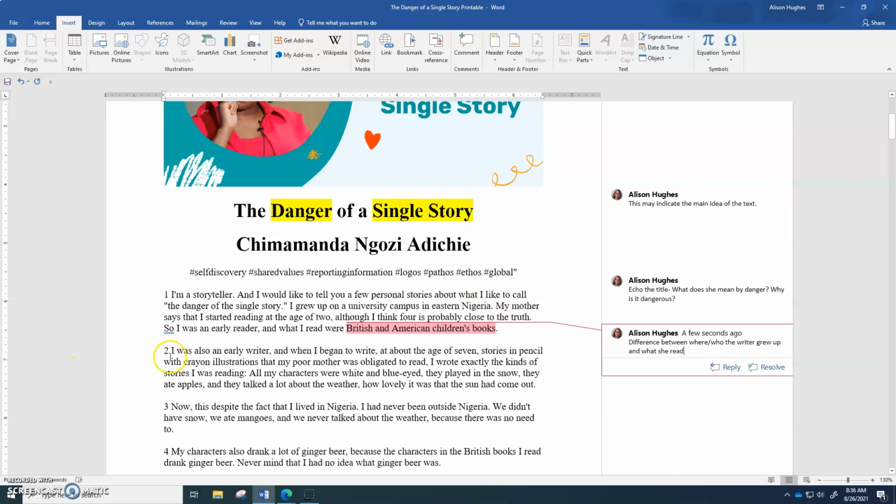So paragraph 2: "I was also an early writer, and when I began to write at about the age of 7, stories in pencil with crayon illustrations that my poor mother was obligated to read, I wrote exactly the kind of books I was reading. All my characters were white and blue-eyed. They played in the snow, they ate apples, and they talked a lot about the weather and how lovely it was that the sun had come out. Now, this, despite the fact I lived in Nigeria. I had never been outside of Nigeria. We didn't have snow, we ate mangoes, and we never talked about the weather because there was no need to."